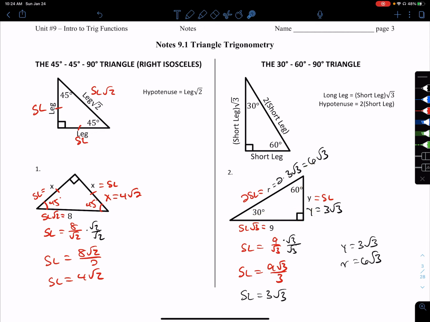That concludes the first of, I think, 5 videos, 6 videos for this, maybe 7 videos for this section. Review of special right triangles.